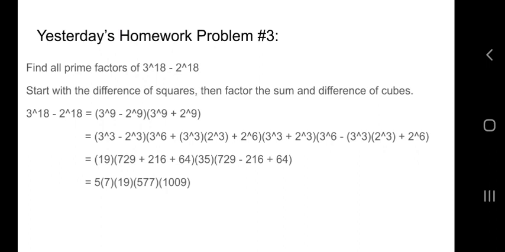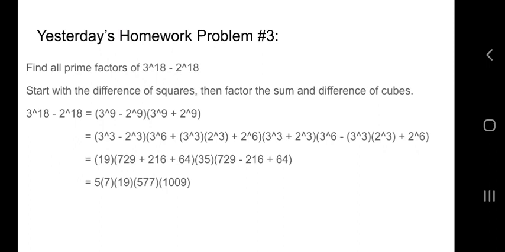Okay, so then we need to factor the sum of cubes. You need to recognize 3 to the 9th plus 2 to the 9th as something cubed plus something else cubed. If this is of the form a cubed plus b cubed, it's the same a and b as in the difference of cubes over there. So we're going to get 3 cubed plus 2 cubed times the quantity 3 to the 6th minus 3 cubed times 2 cubed plus 2 to the 6th. Okay, so that's pretty factored, right?